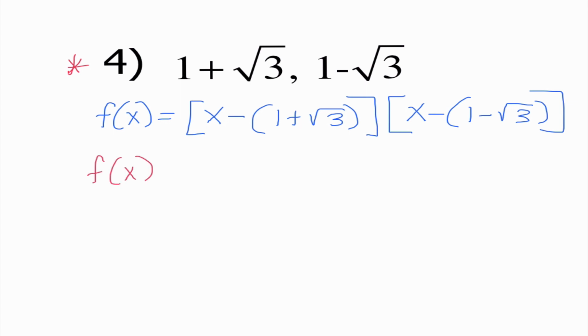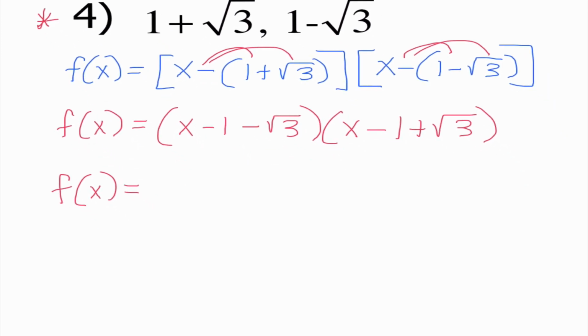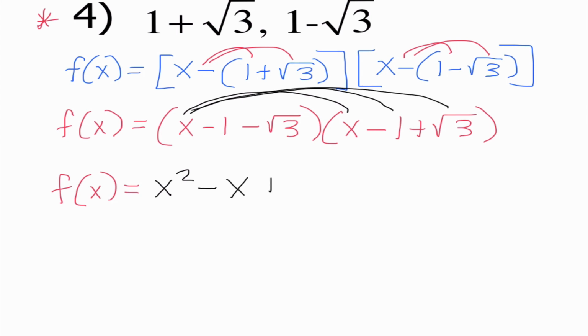Now, technically, this would be x minus 1 minus radical 3 times x minus 1 plus radical 3. And I'm getting that from distributing those negatives. Now, we know when we are multiplying a trinomial by a trinomial, I'm going to distribute one term at a time. So I'm going to start here with the x. So x times x is x squared. X times negative 1 is negative x. X times radical 3, I'm going to write it as radical 3x.